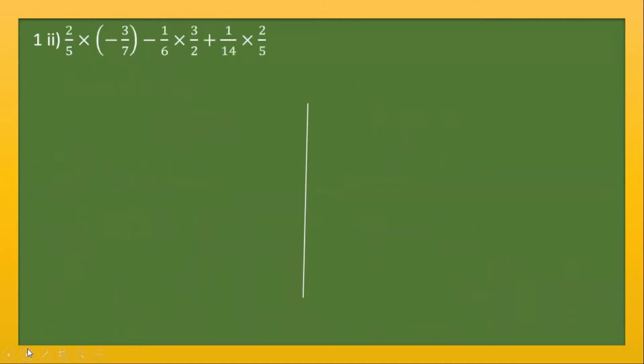Now let's solve the next problem. The next problem is pretty much simpler than this one. It's the same thing, just the addition of one extra multiplication here. Again, we have to look for some common numbers. Here I can easily see 2 by 5 is right here, and one more 2 by 5 is right here. So again, let's take this number close to each other. So it will be 2 by 5 multiplied by minus 3 by 7, and let's keep it in a bracket, plus 1 by 14 multiplied by 2 by 5, and the only number which is left out is again 1 by 6 multiplied by 3 by 2.